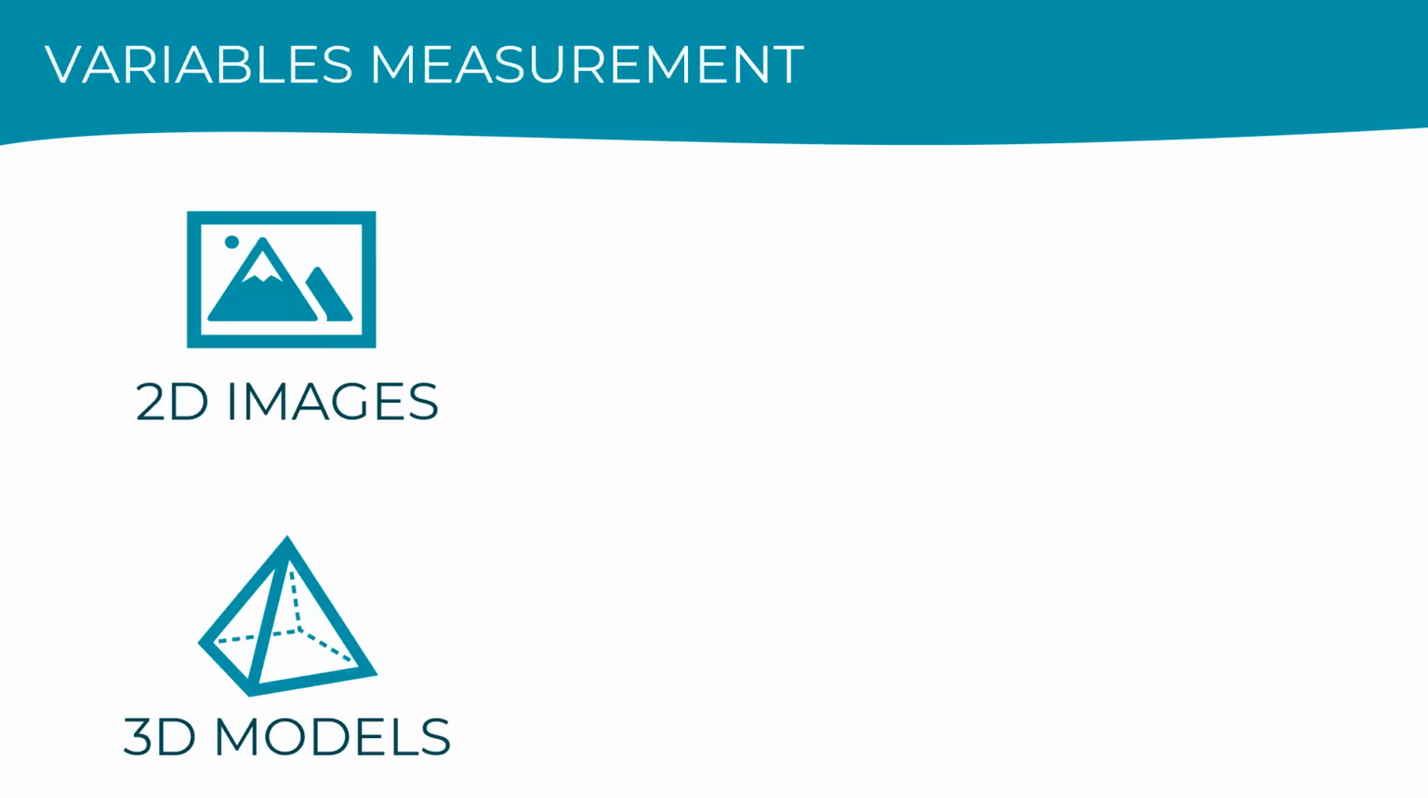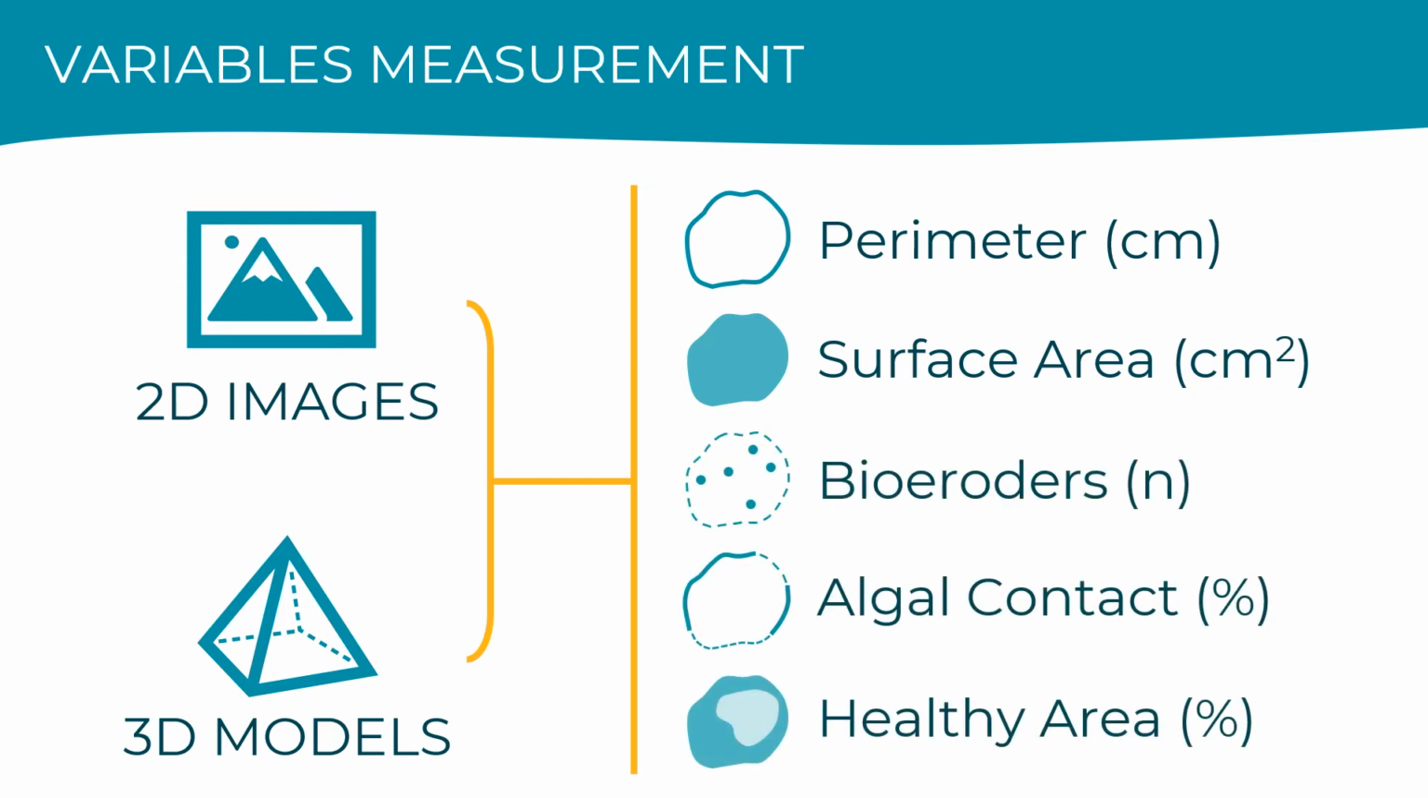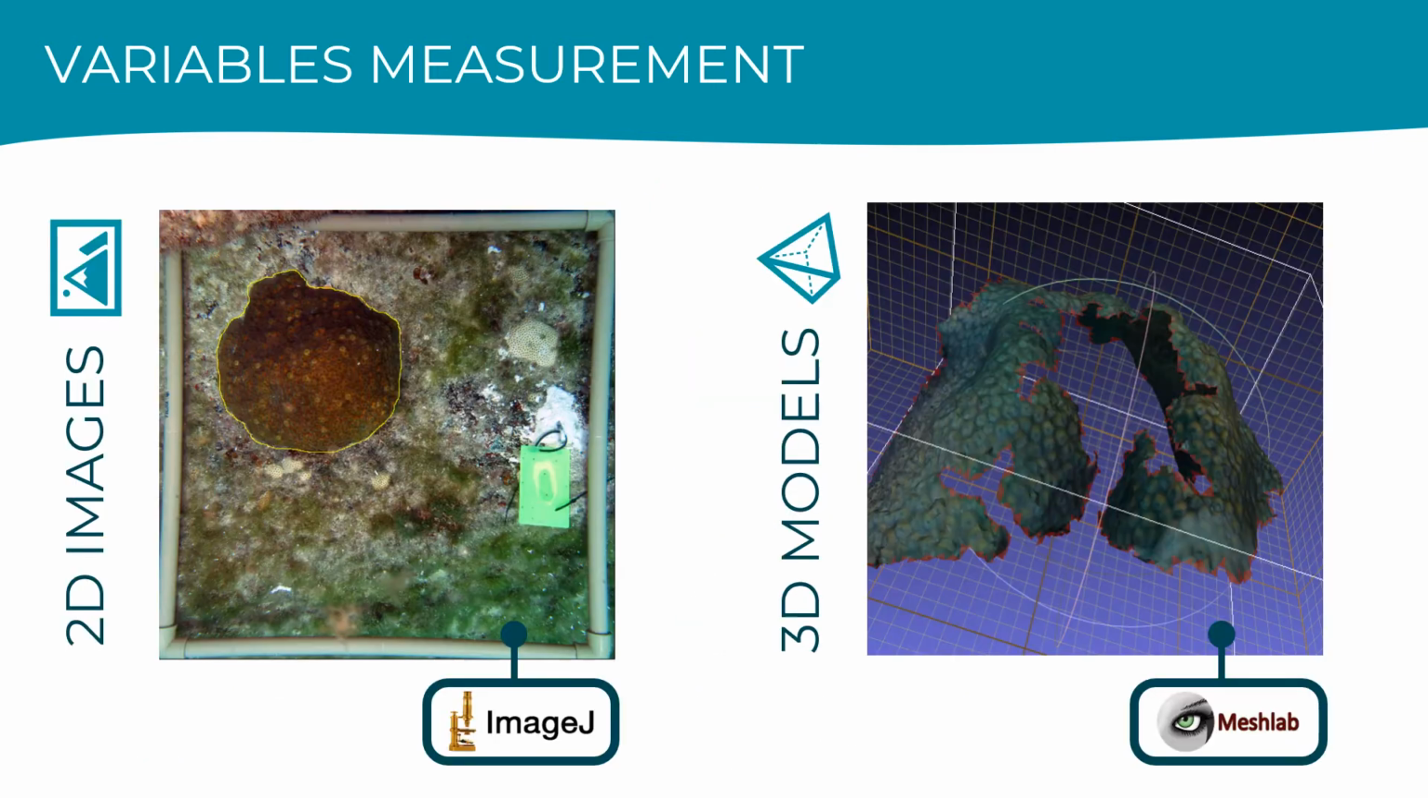From both 2D images and 3D models, we are able to measure the colony perimeter and surface area, which are variables more related to size and growth, and also health variables like the number of bioeroders, the percentage of coral border in contact with algae, which are potential competitors to corals, and also the healthy area of the colony. 2D images were analyzed in ImageJ software, while the 3D models were measured in MeshLab software.